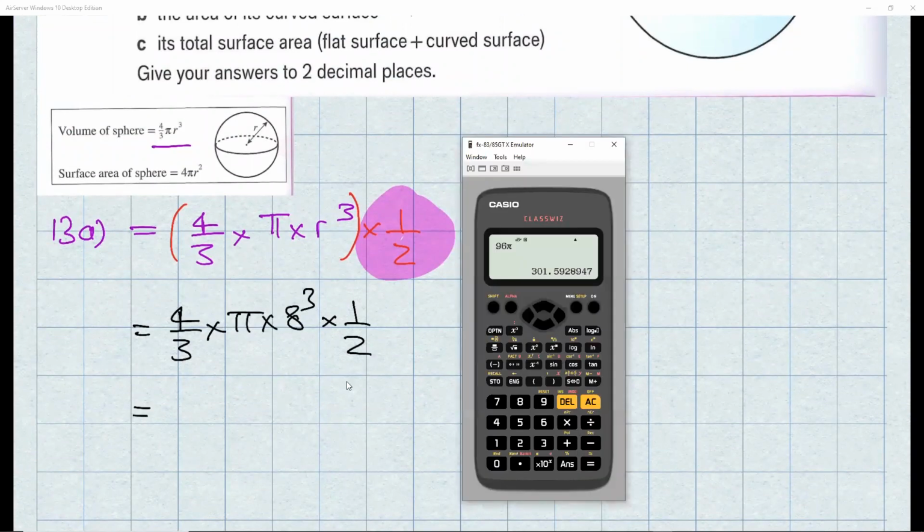Okay, everybody get your calculators, put this in your calculation and put the answers in the chat straight away. Let's go. So we have 4/3 times shift pi, times 8 cubed, times, and then I'm going to write it as 0.5 to make it easy for myself. Okay, everybody write that down for me, please.